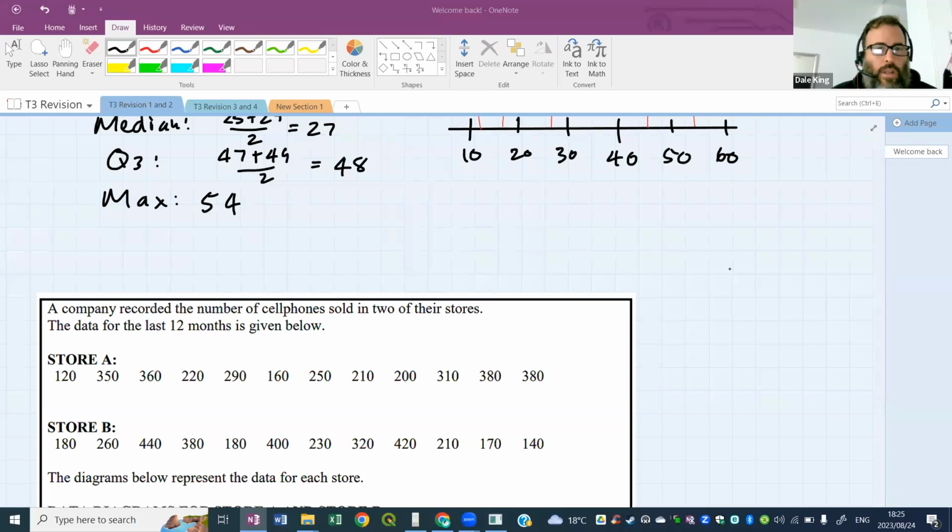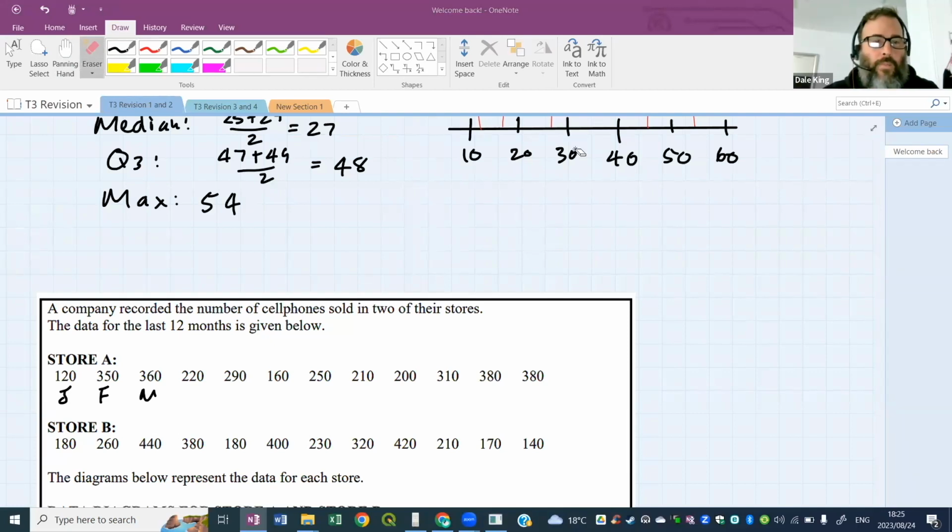A company recorded the number of cell phones sold in two of their stores. This is actual work that gets done: data analysis on company sales. The data for the last 12 months is given below. There's store A, 12 months' worth of data. For example, this is January, February, March, etcetera. 120 cell phones in January, 350 in February, 360 in March, etcetera. 12 months for store A, 12 months of sales for store B.